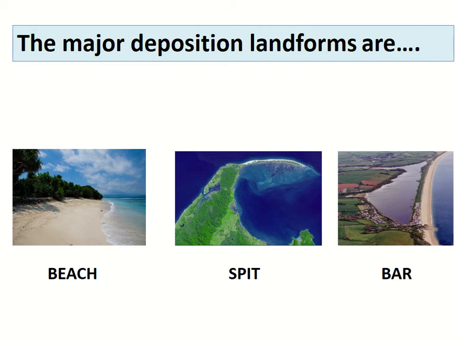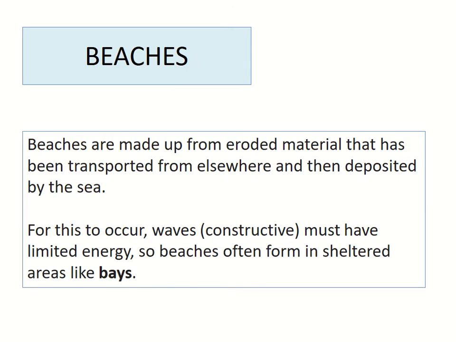What we're going to do is we're going to go through each of them in some detail to help you understand what they look like. The first thing I'll say, however, is that because this is deposition, they are all to do with things being built up. So they are all things being built up or created, whereas the erosional landforms were all created by things being destroyed. So let's start off with the beaches.